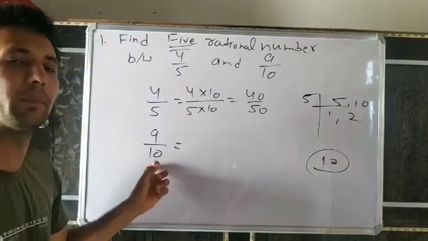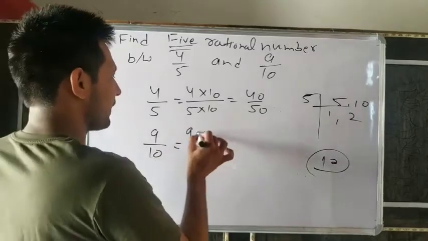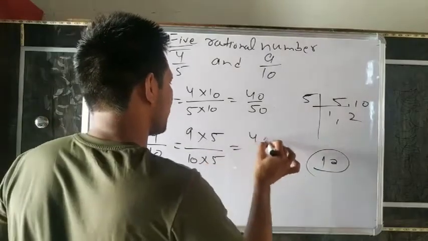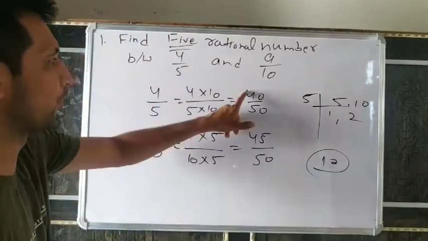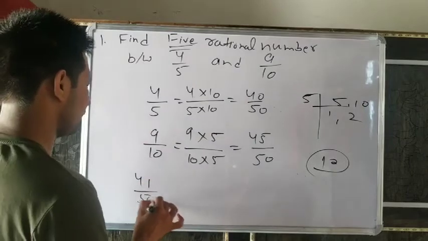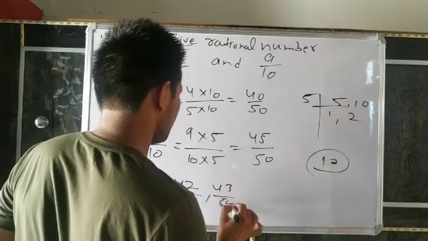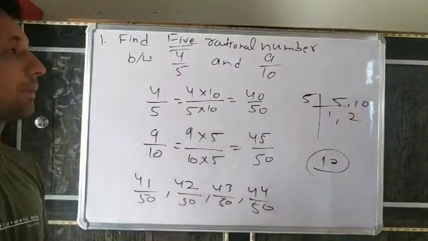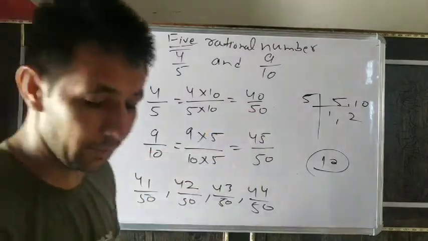In the denominator 50, here also we will make 50. What number will you multiply by 10 to make it 50? 5. So 9 multiplied by 5 and 10 multiplied by 5 gives 45/50. So how many numbers are there between 40/50 and 45/50? 41/50, 42/50, 43/50, 44/50. But we want to find how many rational numbers? 5. Here there are only 4. So we can multiply again by one more big number.